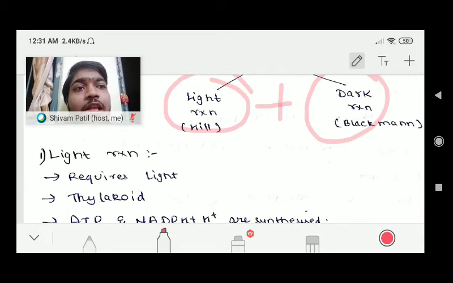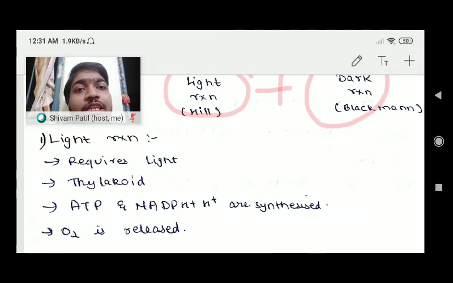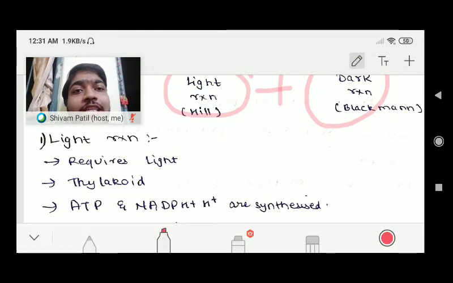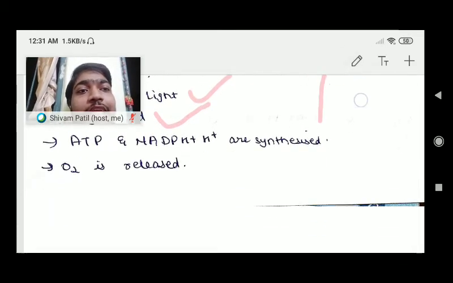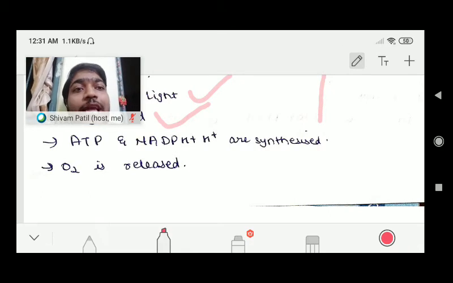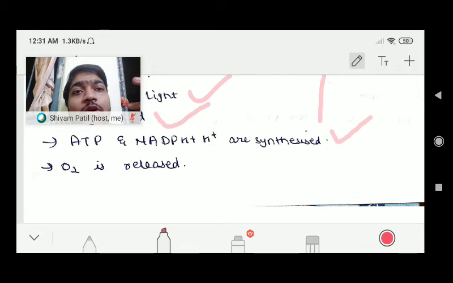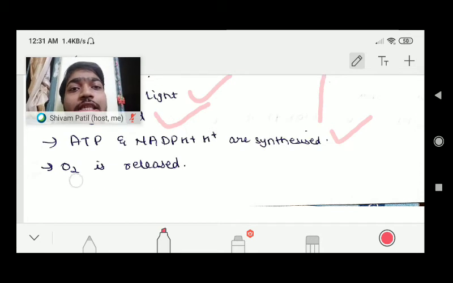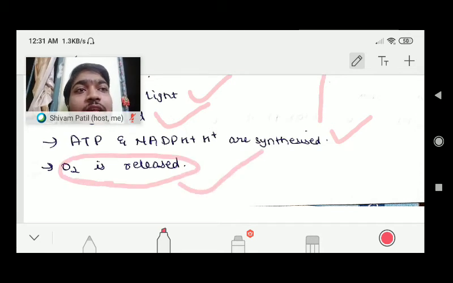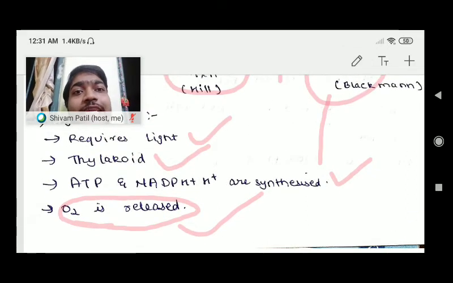Okay, now let us see one by one each reaction. Now what is light reaction? Light reaction requires light. That's why its name is light reaction. It occurs in thylakoids of the plastid. In the light reaction, ATP and NADPH plus H plus or NADPH2 are synthesized. These are the reduced form, or the biomolecules which are later on used in the dark reaction. Okay, and the oxygen is released in the light reaction. So this is the work of light reaction, that ATP and NADPH2 are formed and oxygen is released.